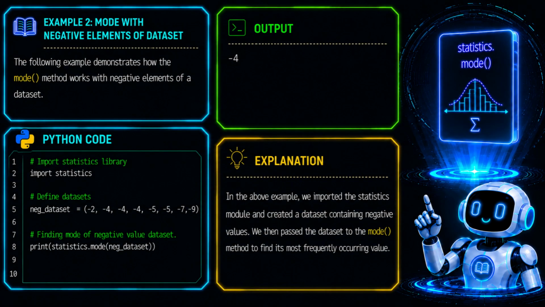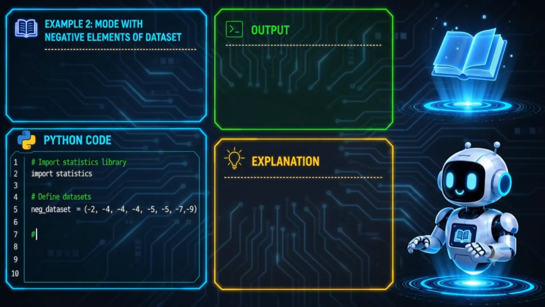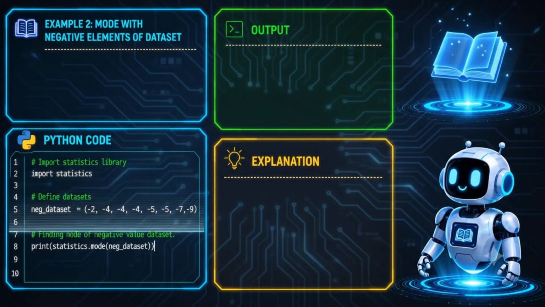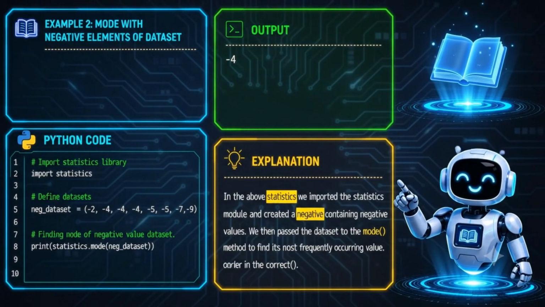Example 2. Mode with negative elements of dataset. The following example demonstrates how the mode method works with negative elements of a dataset. Welcome back. Let's find the mode. We'll use a dataset containing negative elements. Let's execute this code. The output is -4. The method calculates the most frequent value correctly.